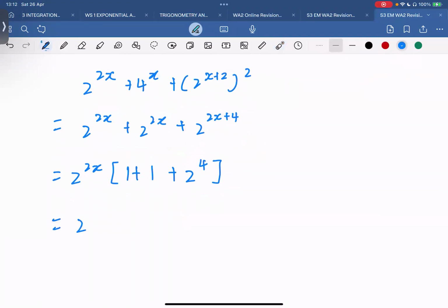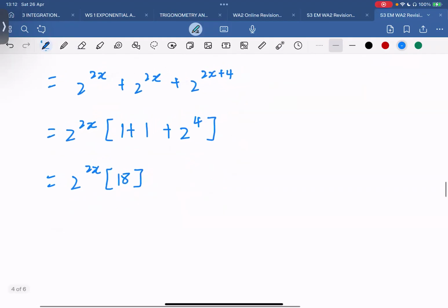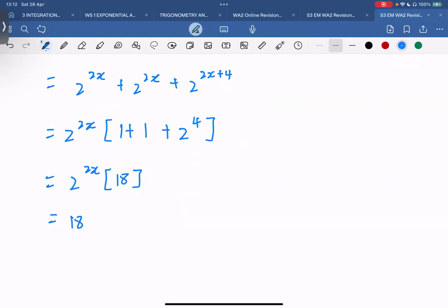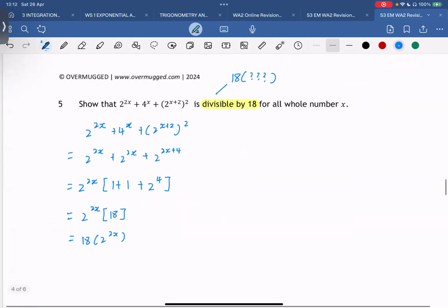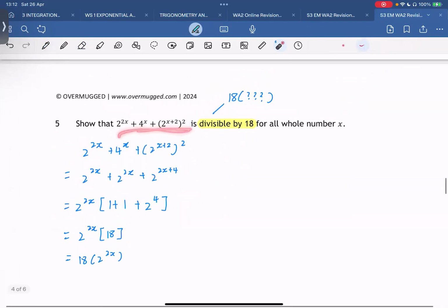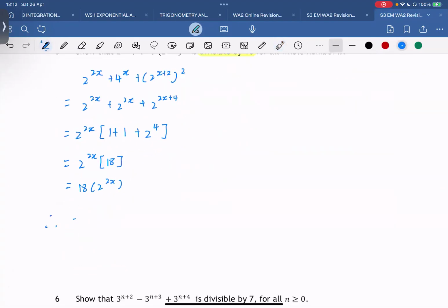Okay, then simplify within the bracket, we will have 1 plus 1 is 2, 2 to the power of 4 is 16, 2 plus 16 is 18. So this will be 18 times 2 to the power of 2x. Okay, so we have achieved our goal. We have shown that this equation is 18 times something. Therefore, we can conclude it is divisible by 18 for all whole numbers.